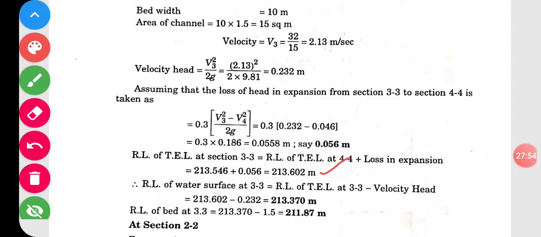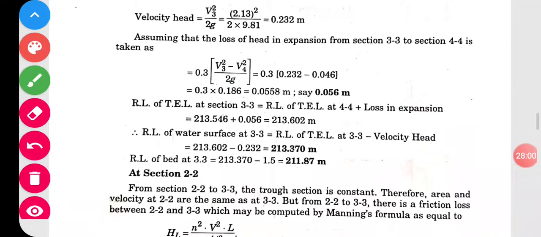So that is one. So the RL of water surface is calculated. The RL of water surface at 3-3 is calculated from the total energy level. That is, the RL of total energy level minus velocity head. So this RL of total energy level minus velocity head is used, and that will be the answer for that. This way everything is calculated here.